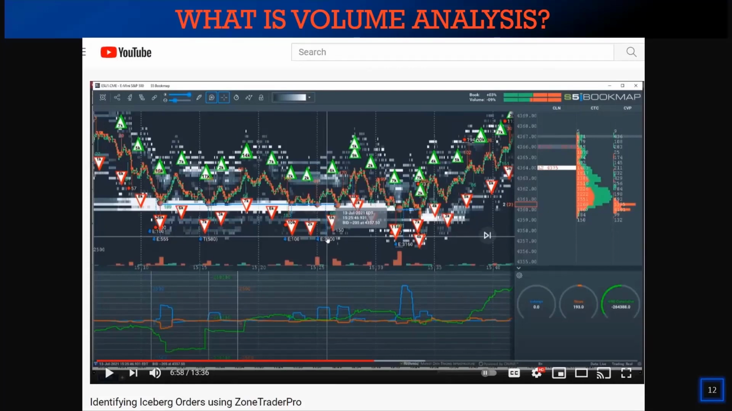The problem with Bookmap is the data needed to power it, and the add-on for identifying these icebergs costs several hundred dollars. And you can never buy the program. You're always going to have to pay several hundred dollars per month to see this information.